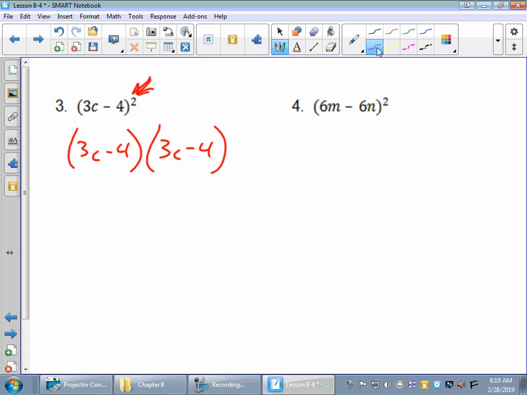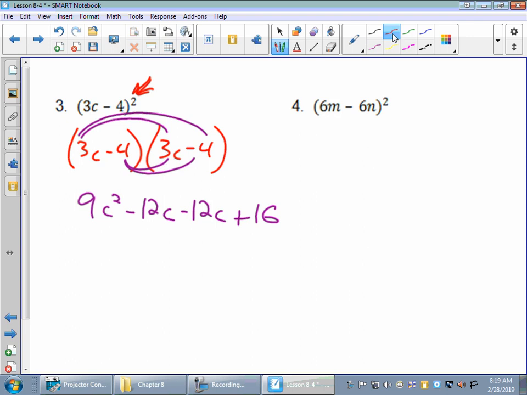As we FOIL this one, we've got a difference of squares, so you're going to have a double of the middle terms, but it's going to be a negative. FOILing never fails us. So 3 times 3 is 9. C times C is C squared. So 3c times 3c is 9c squared. The outside term, negative 4 times 3, is negative 12c. The inside terms are also going to be negative 12c. Those are always going to be the same in a sum of squares or a difference of squares. And then negative 4 times negative 4 gives us a positive 16.